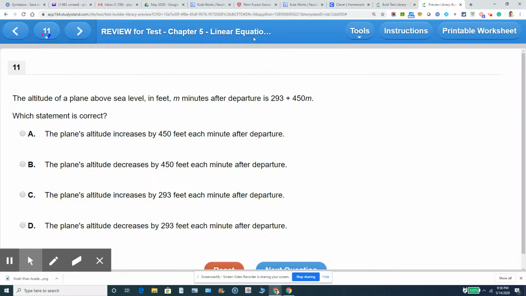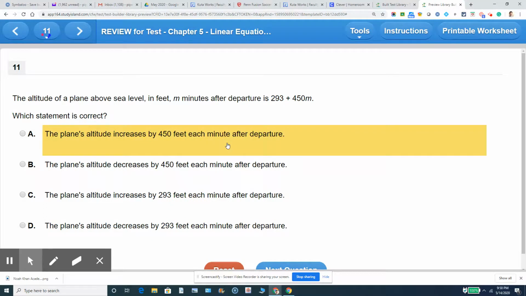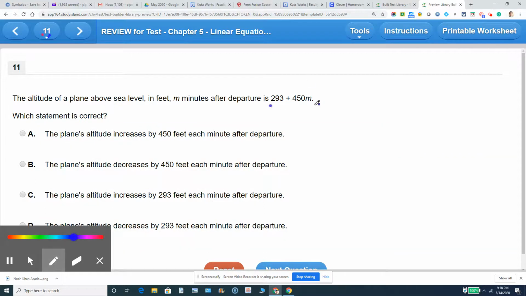Number 11. This is a good problem, okay? Altitude of a plane above sea level in feet m minutes after departure is given by this expression. So you can see that there's your slope, right? Because it's multiplied to the variable, okay? So which statement is correct? Well, since it's plus 450, it has to be increasing, right? Okay, and m is minutes, so there you go.